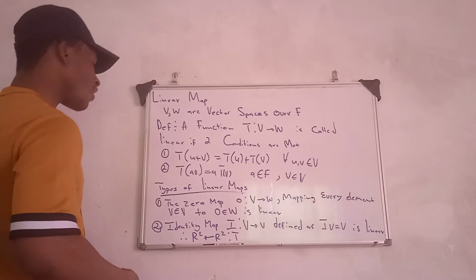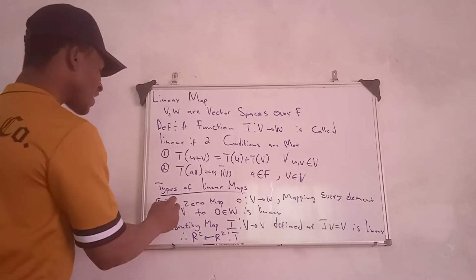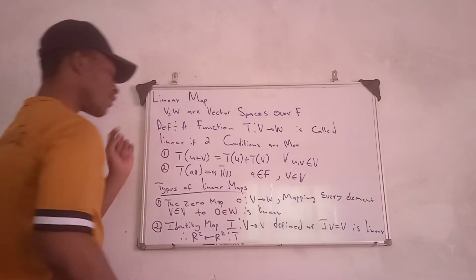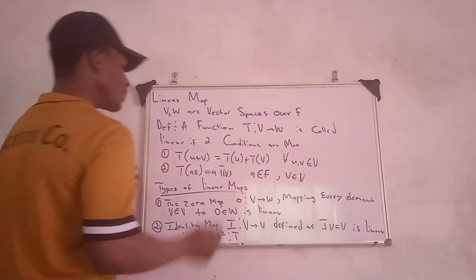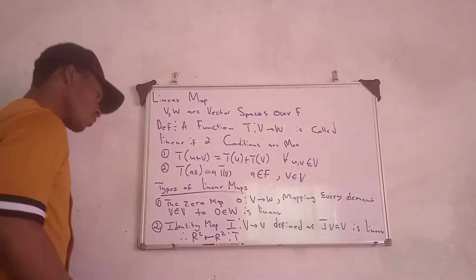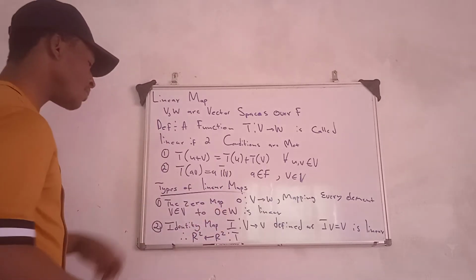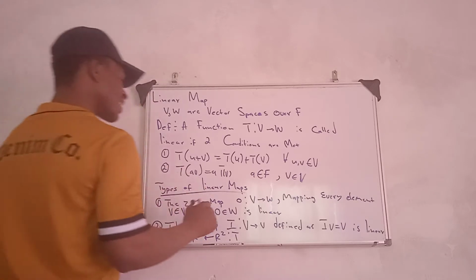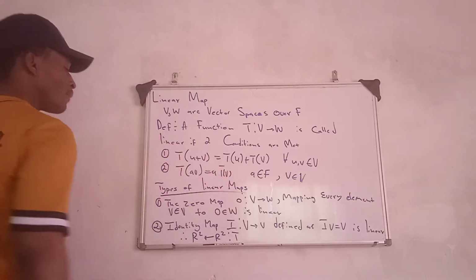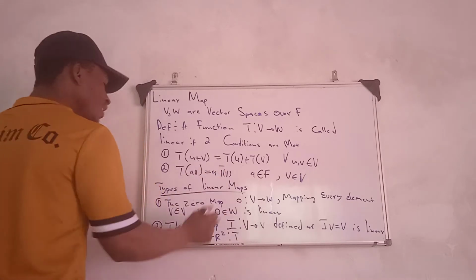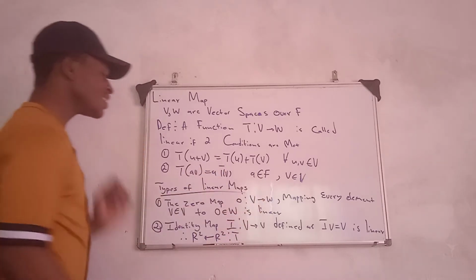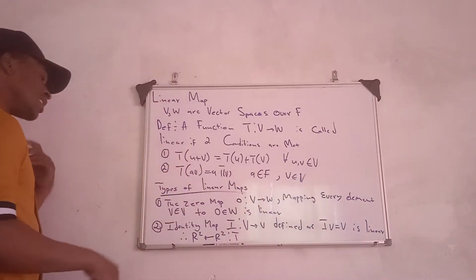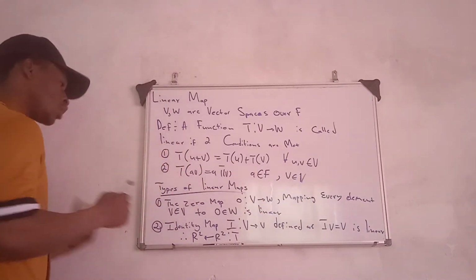So we have types of linear maps. Number one, the zero map. A zero map maps every element from V to every element in W. V and W belong to the universal set, but 0 belongs to W. If 0 belongs to W, it means that this is linear, and it is called a zero map.